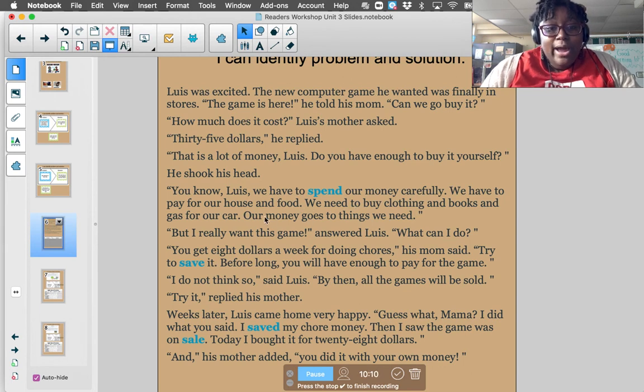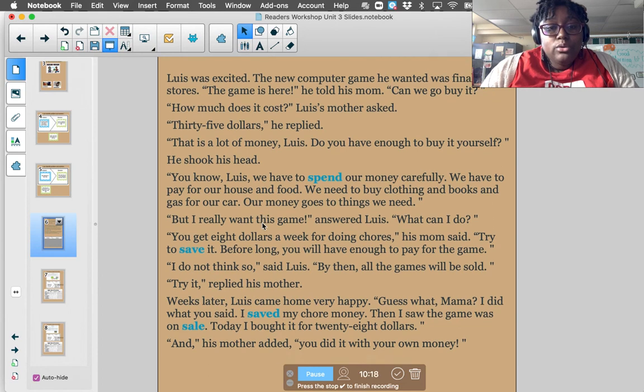We have to pay for our house and food. We need to buy clothing and books and gas for our car. Our money goes to things we need. But I really want this game, answered Luis. What can I do? You get $8 a week for doing chores, his mom said. Try to save it. Before long, you will have enough to pay for the game. I do not think so, said Luis. By then, all the games will be sold. Try it, replied his mother.